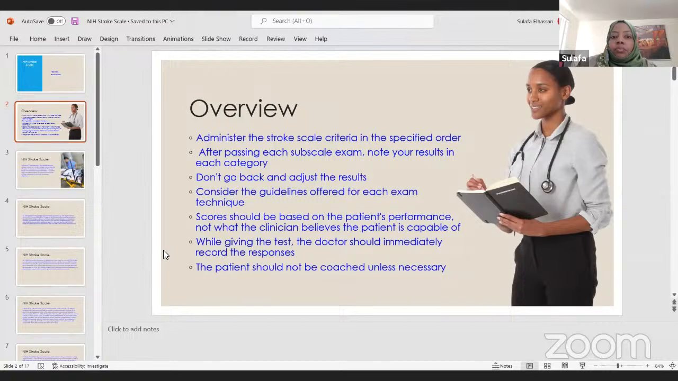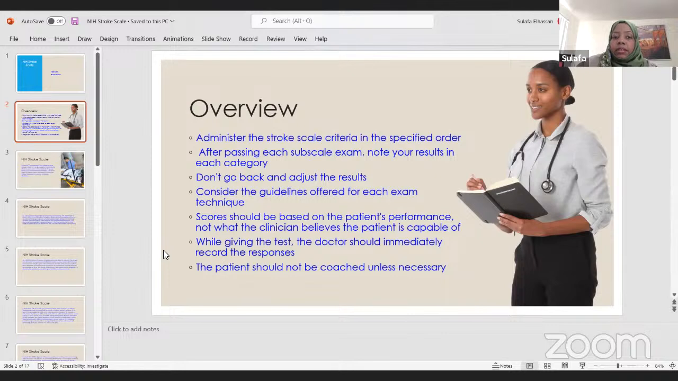Okay, then the score should be based on the patient's performance, not what the clinician believes the patient is capable of. So if you think, for example, this patient is tired, or this patient has anemia, he cannot perform this, do not report the result according to your evaluation. What the patient did, just take it and put it in your report.